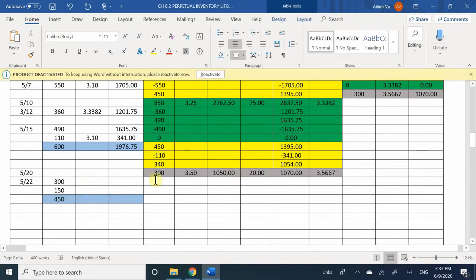Okay, so now that we know that 300, we just bought that 300, now we're getting rid of all of it. So we already know that it's going to be $1070. Okay? And here, since it's gray down here, I'm going to go ahead and zero that out.